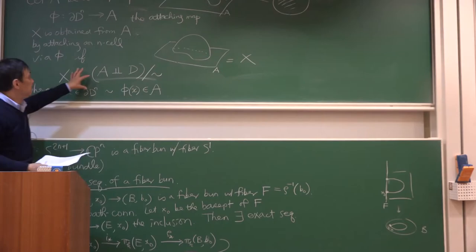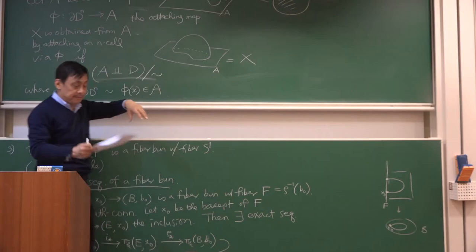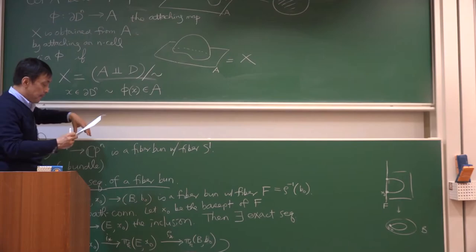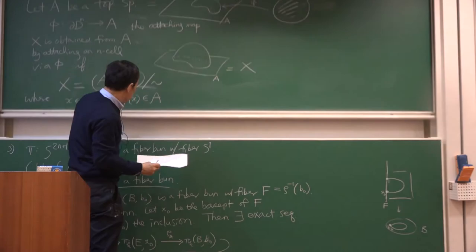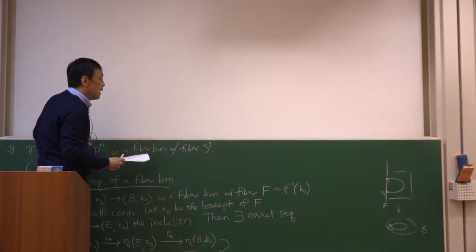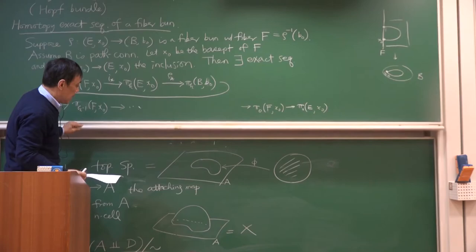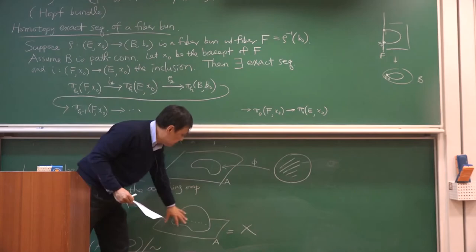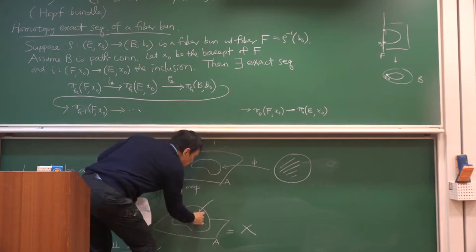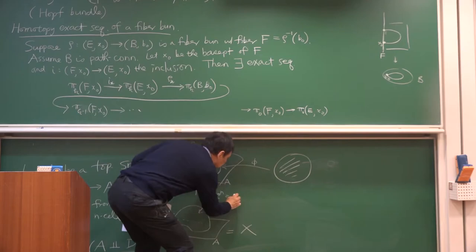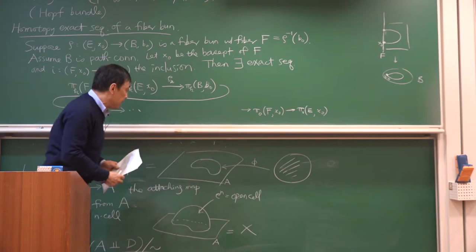That's the mathematical description of what you are doing when you attach a cell. Let me see. So now this goes down, I think, and this goes up. Now this open part, we call e^n. So e^n is the open cell. It's the interior of D.